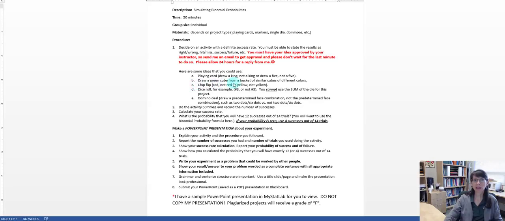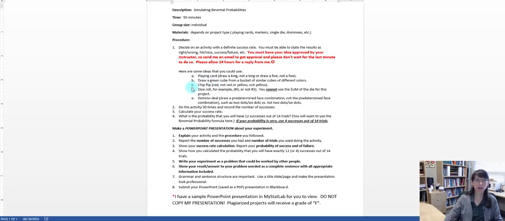Part B, you could draw a green cube from a bucket of similar cubes of different colors. So maybe you have some blocks at your house and you have different colors of them. You would be testing whether you choose a particular color or not a particular color.